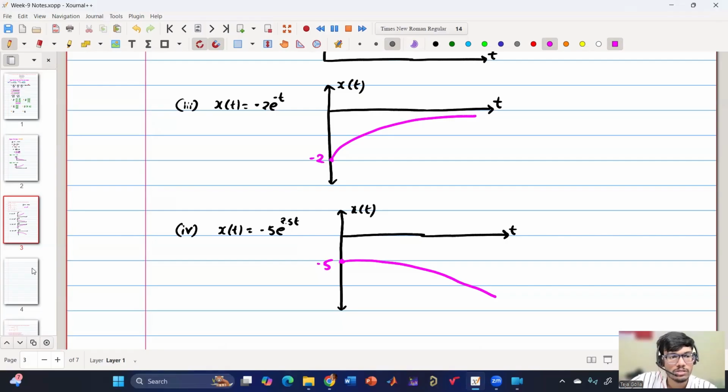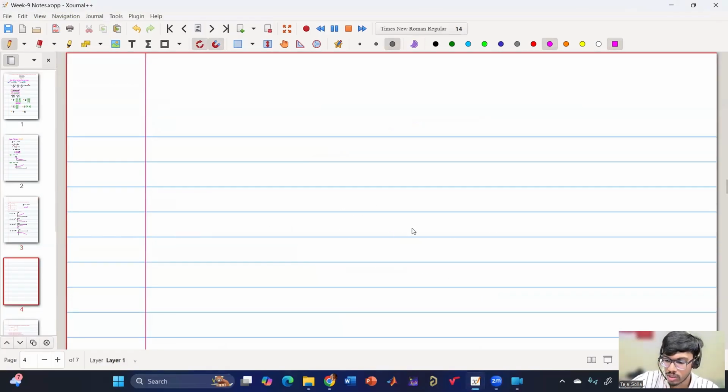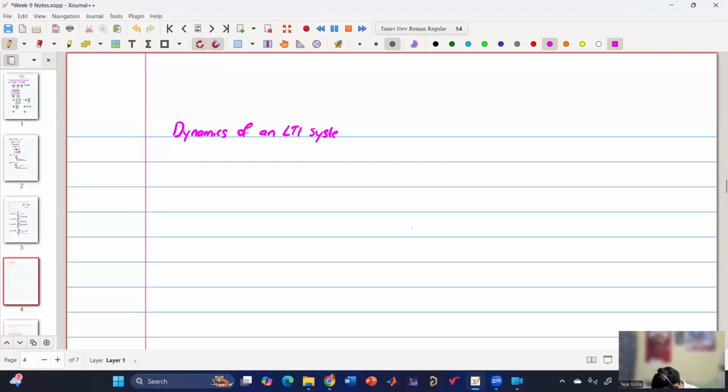Okay. So now we'll quickly go into the dynamics of an LTI system which is second order, and then we'll solve a couple of problems. First I'll quickly summarize the theory, so if you have any doubts, they will be clarified, and you can also ask questions. Now we are going to discuss the dynamics of an LTI system which is second order.